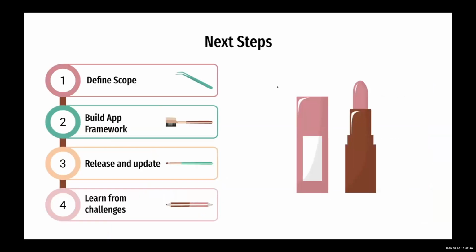And then for next steps, some things that would need to happen, if I was building this, would be to define the scope and then build the app framework. There'd be more details in my paper, but some things I'm thinking about is that the app would use Python just because it's a more beginner friendly language.